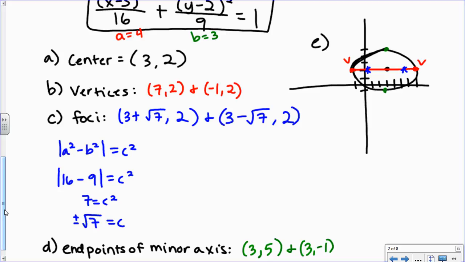Any questions about that? This is something you'll have to do on your quiz. You'll have to put the equation in standard form, graph it, label its parts.